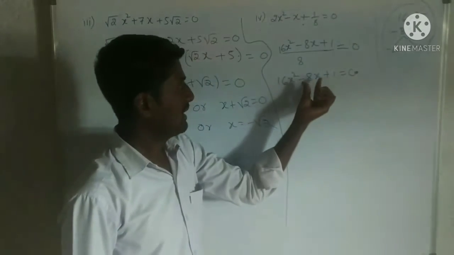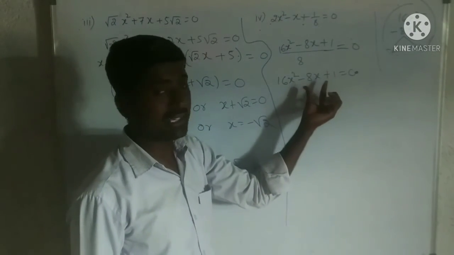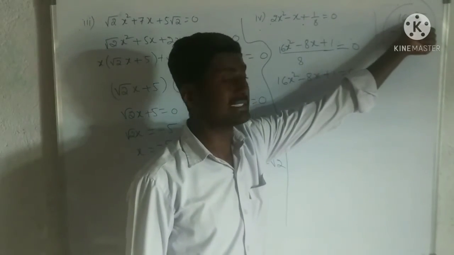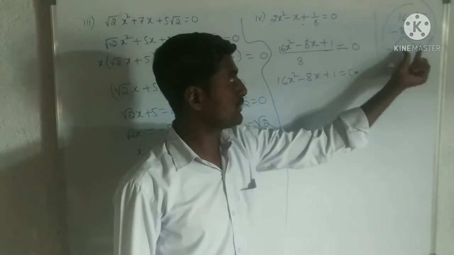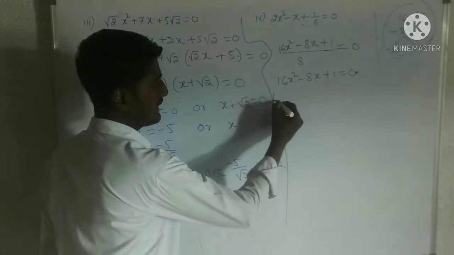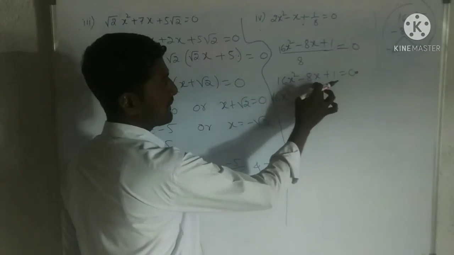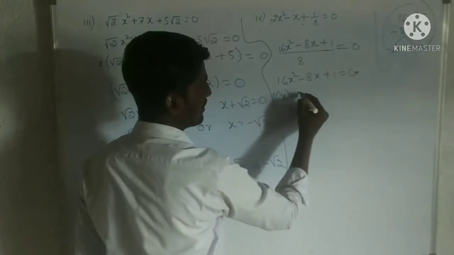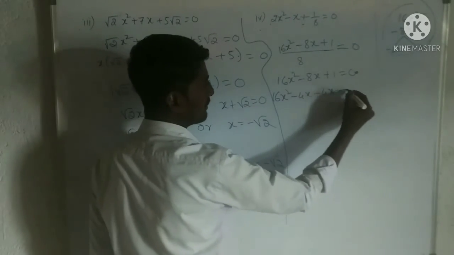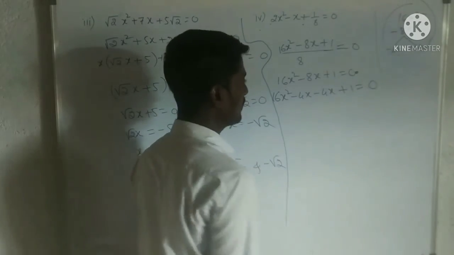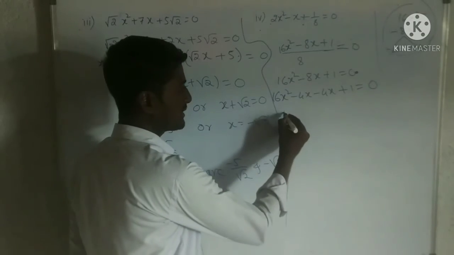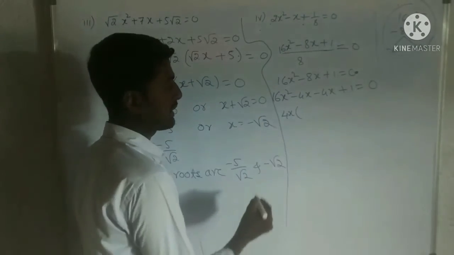Okay. I have to split the middle term such that the product of these two terms I should get as 16x square. After adding these two terms, I should get minus 8x only. Now 16x square, in place of minus 8x can be written as minus 4x minus 4x. Then third term plus 1 is there, plus 1 is equal to 0. Now in these two terms, take common as 4x. Inside what will be there?